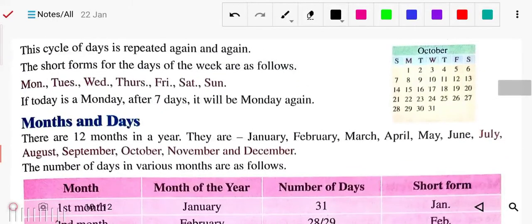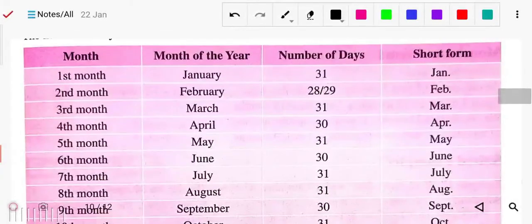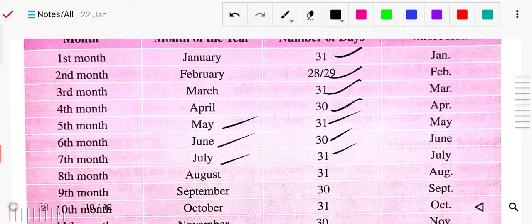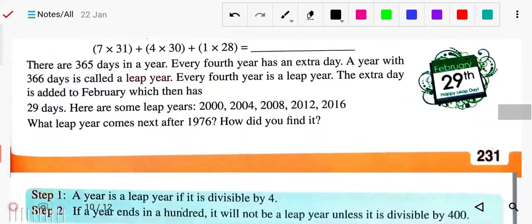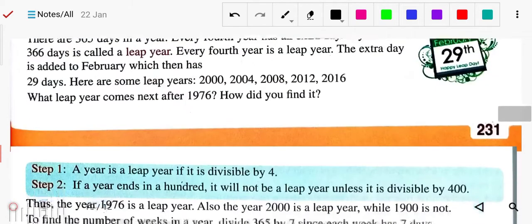Likewise for months and days, the months start from January and end with December. Now you can see which month has how many days in the list given here. January is 31, February 28 or 29, March 31, April 30, May 31, June 30, July 31, August 31, September 30, October 31, November 30 and December 31. You can remember the number of days of each month.